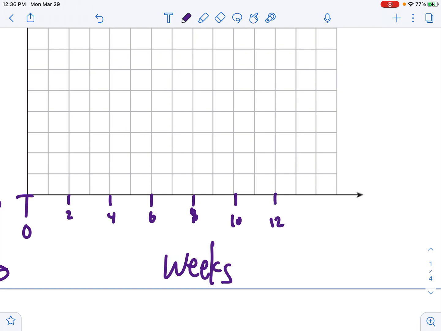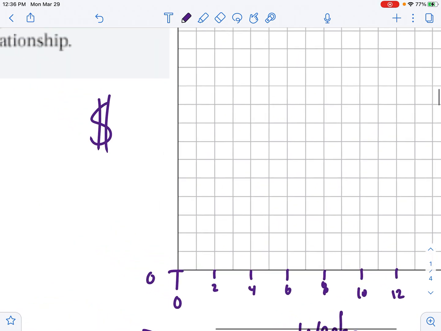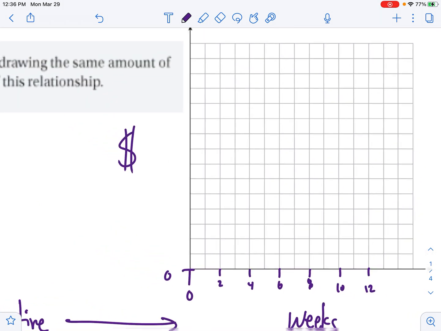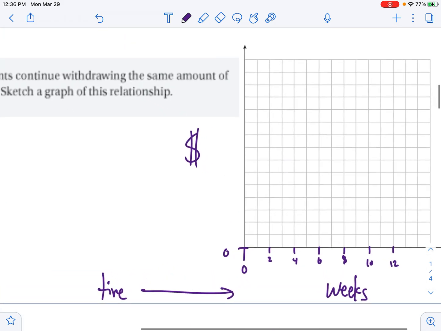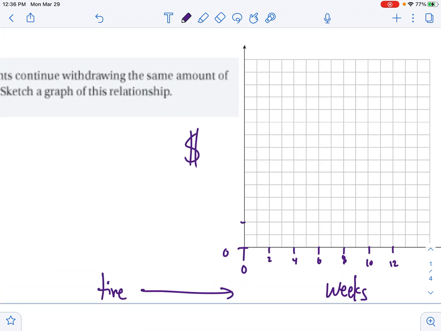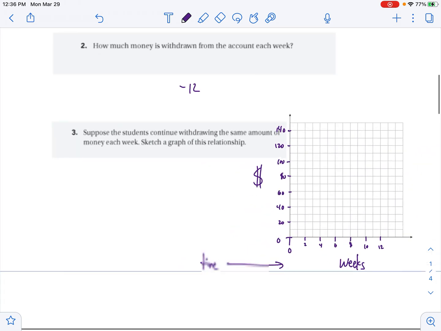So why don't you go ahead and prep your graph. Press pause if I'm going fast, because I kind of go quickly. Sorry about that one. And for money, I need to be able to fit $144 on there. So I'm going to go by tens, but I'm going to mark the 20s. Okay, so 10. Go ahead and pause if you need to take a second and fill the rest of this out. 60, 70, 80, 90, 100, 120, 140. Okay, so my graph is all built.